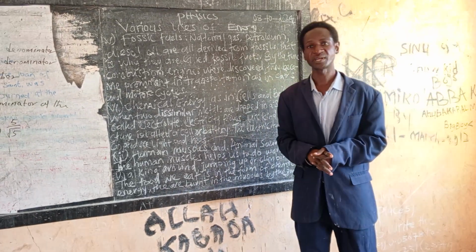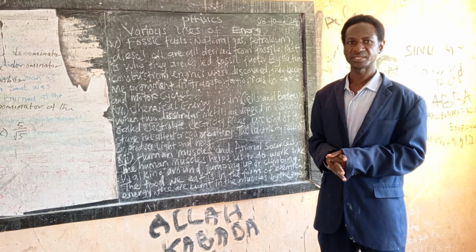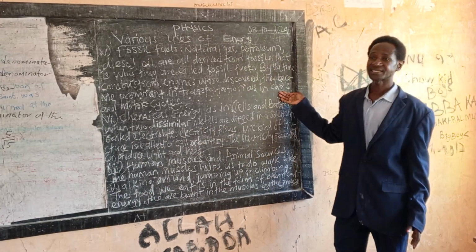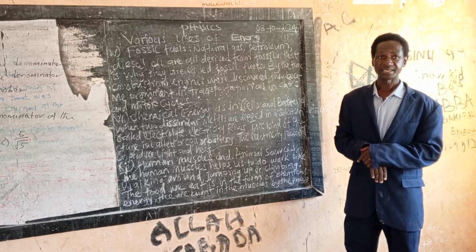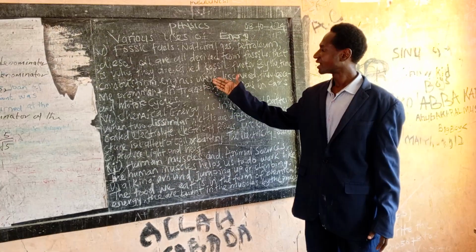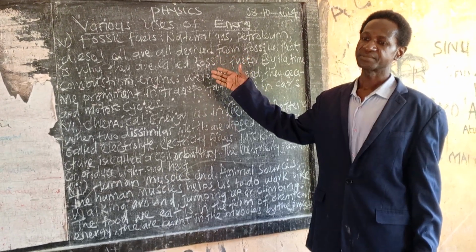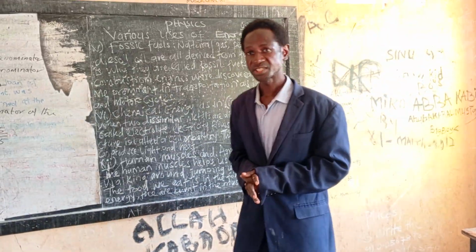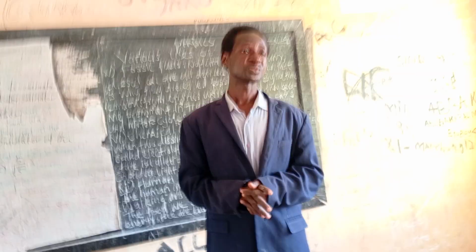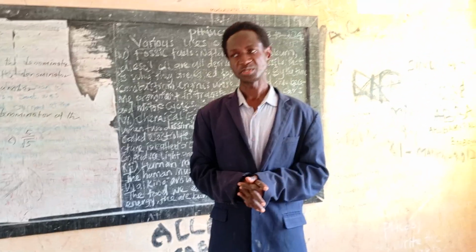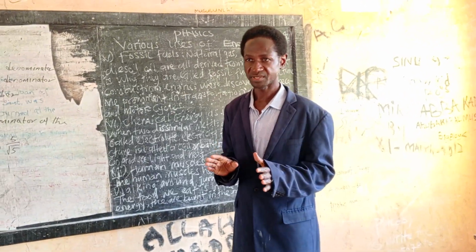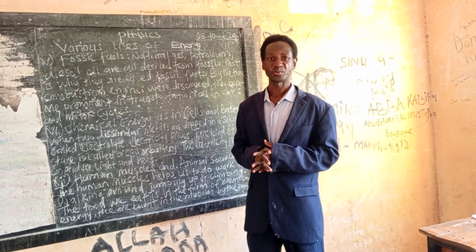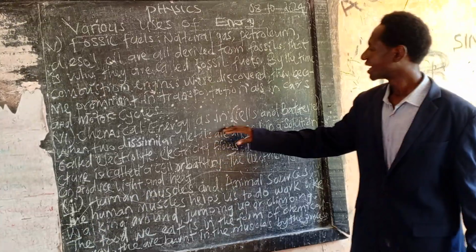By the time the combustion engine was discovered, they became prominent in transportation, as in cars and motorcycles. So these fossil fuels became prominent when the combustion engine was discovered, because before the combustion engine, the steam engine was used. So by the time the combustion engine was discovered, all the fossil fuels became prominent, as in the cars and the motorcycles.